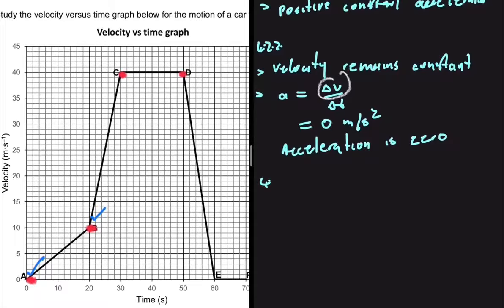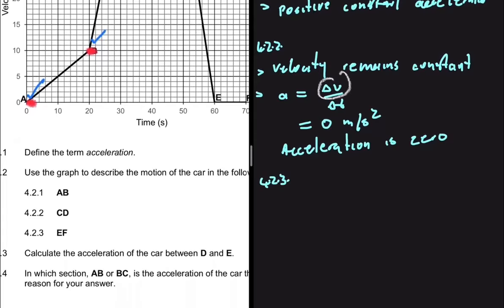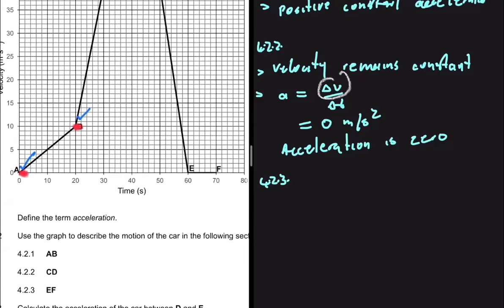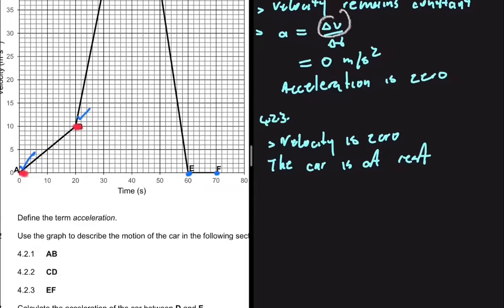4.2.3. Which section are we interested in now? EF. Let's look at section EF. At E, our velocity is 0 meters per second. At F, our velocity is 0 meters per second. With regards to velocity, we can say that the velocity is 0. This would imply that the car is at rest. We started with a velocity of 0, and the final velocity is also 0, so there's no movement. The car is not moving. And what can we say about the acceleration? Obviously, if there is no change in the velocity, then the acceleration will be 0 meters per second squared.